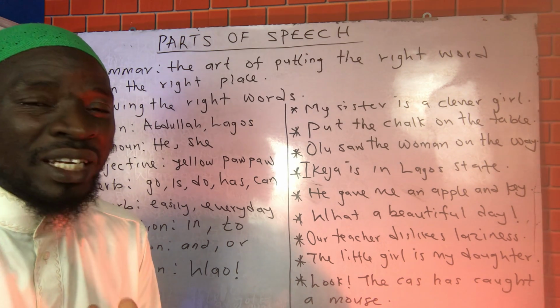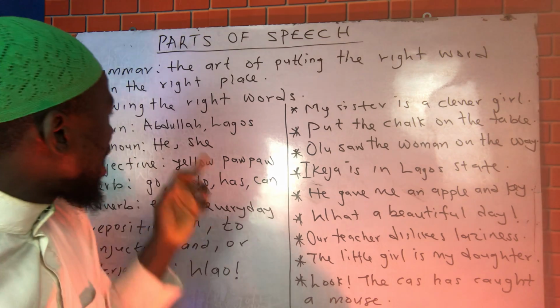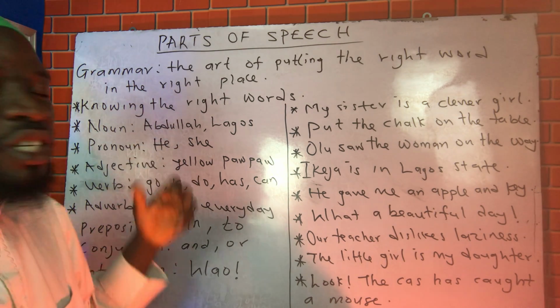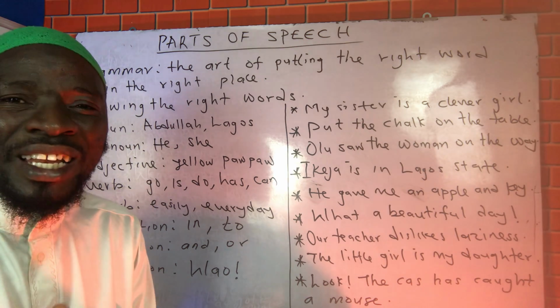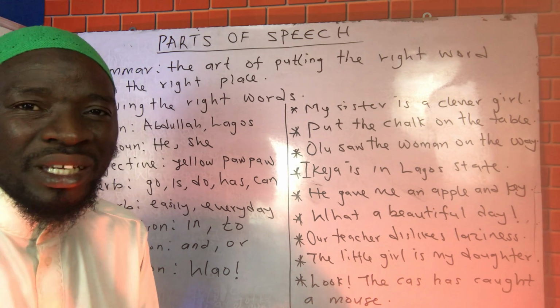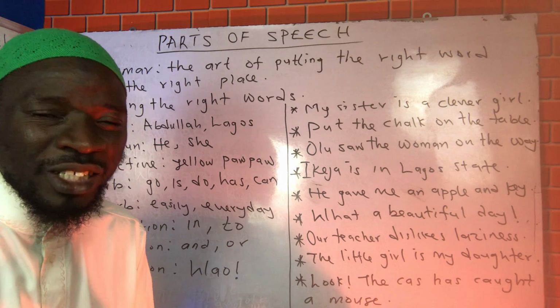After that, we can have examples like she, as we have on the board. Like she, he, they. They are all pronouns. As we said earlier, we will later come to the parts of speech one after the other.